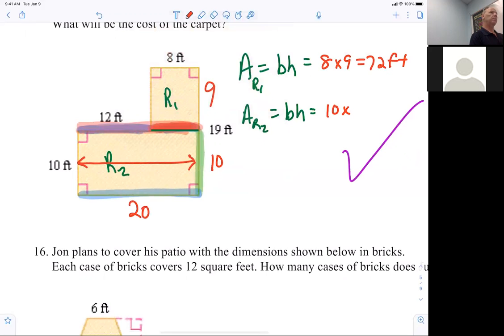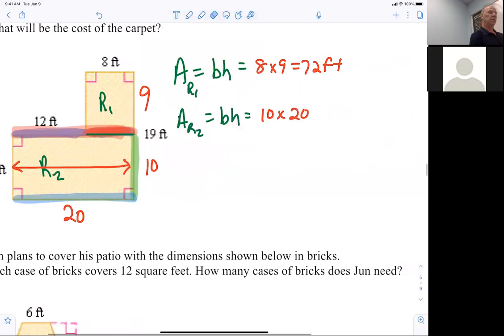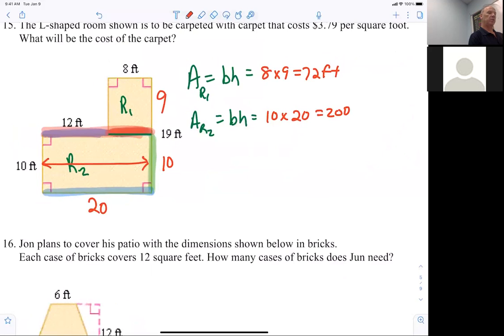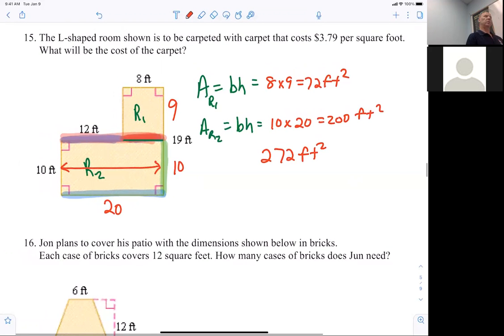Yes, 20 times 10. You with me on that? So 10 times 20. And obviously that is 200. So altogether the area is how much? 272 square feet. That is correct. Now we got to read the question.